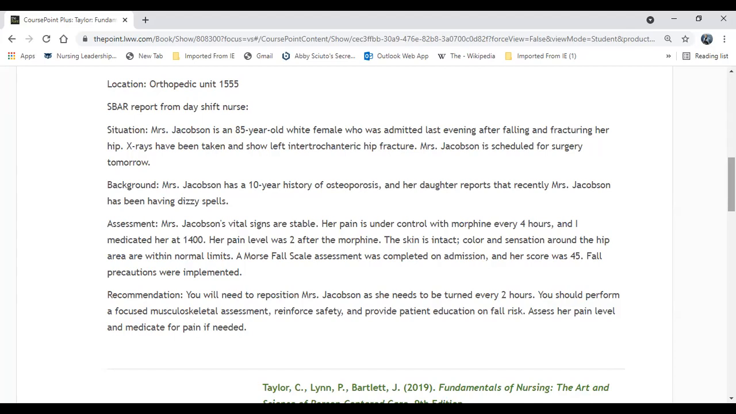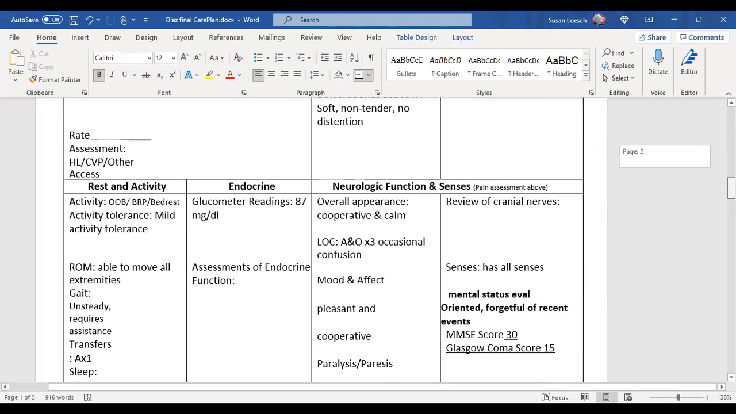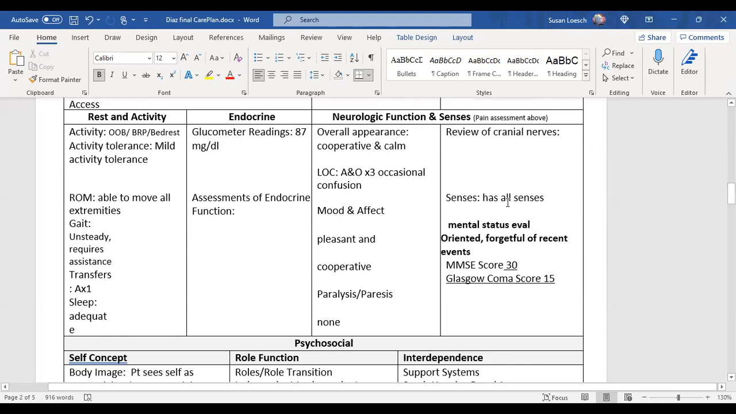All right, so your Morse fall scale goes under where it says activity. And can you repeat the Glasgow Coma score, please? It's in your case study. Where's the case study that I sent you, from Ms. Z? You guys can see my screen with the care plan? Yes. Over on the left, where it says range of motion, gait, all that, that's where inability to transfer independently and the Morse fall scale goes in here.